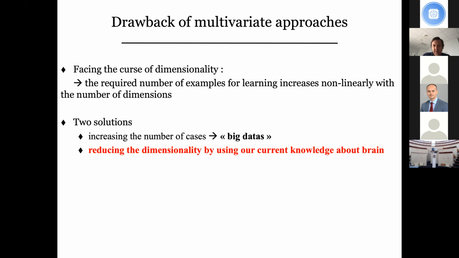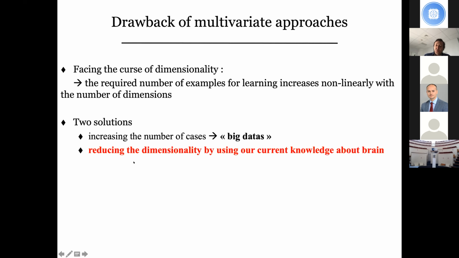But there is an important drawback of all multivariate approaches, and it is called the curse of dimensionality. In fact, to solve the problem, the machine needs a huge number of examples, and this number increases non-linearly with the number of dimensions. And here the number of dimensions is the number of voxels, which is between 100,000 and 1 million. So there are two solutions to solve this issue of the curse of dimensionality. The first is to increase the number of cases. That's the reason for big data.